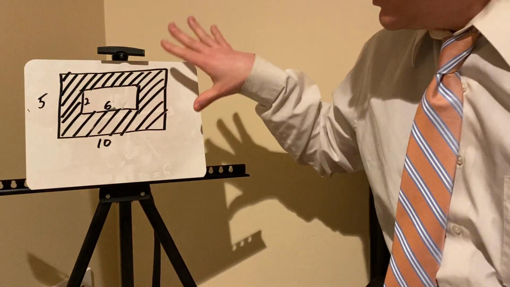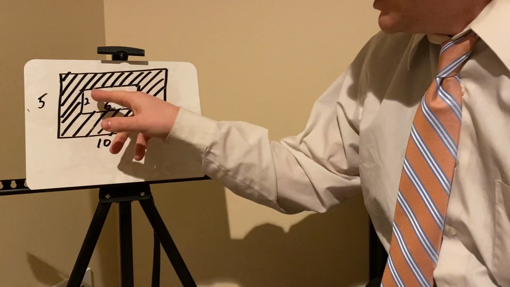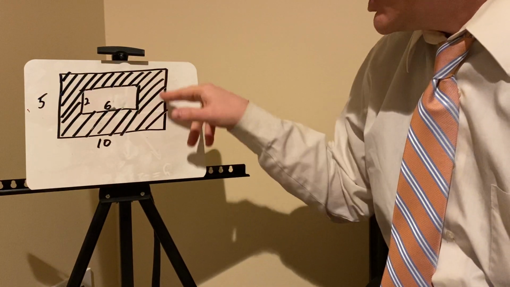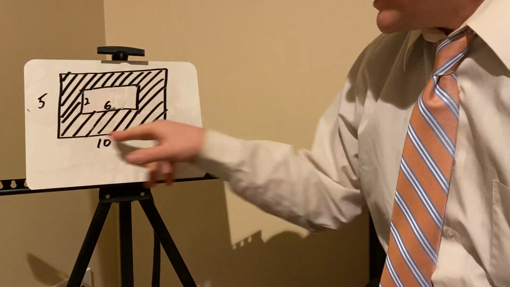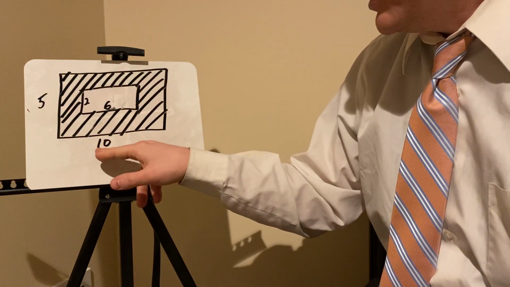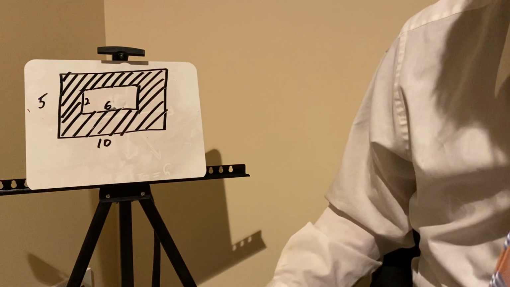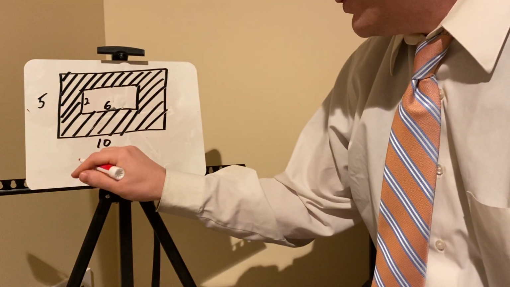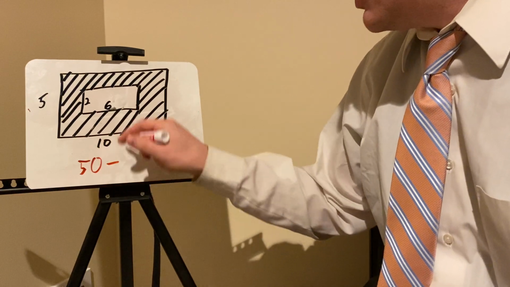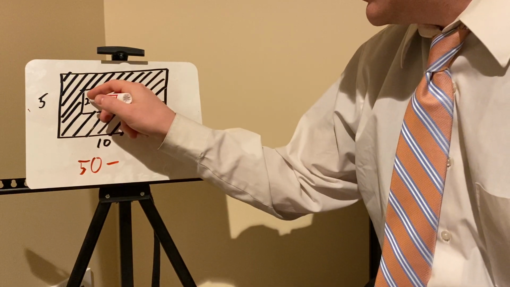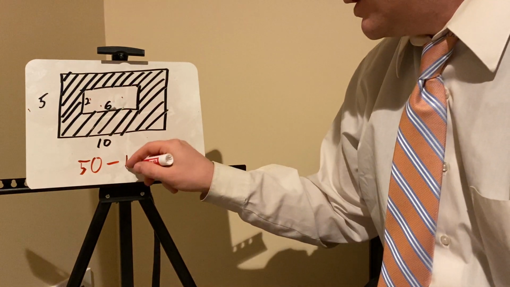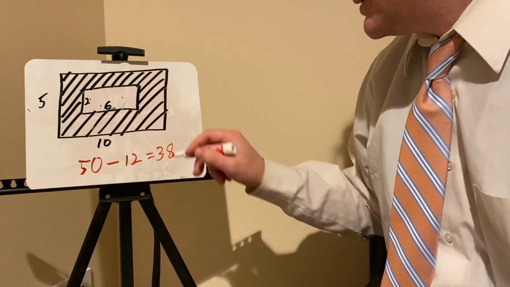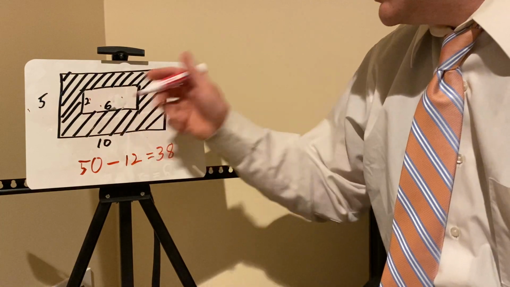So this is something you've probably seen before in math, where you have these rectangles and you have to figure out the area of just the shaded region. So if this outside rectangle is 5 by 10 units, you do 5 times 10 and you get 50. And that's the whole area of both rectangles. So then you take away the inside rectangle. So 2 times 6 is 12. So 50 minus 12 is going to be 38. And so the shaded region would be 38.